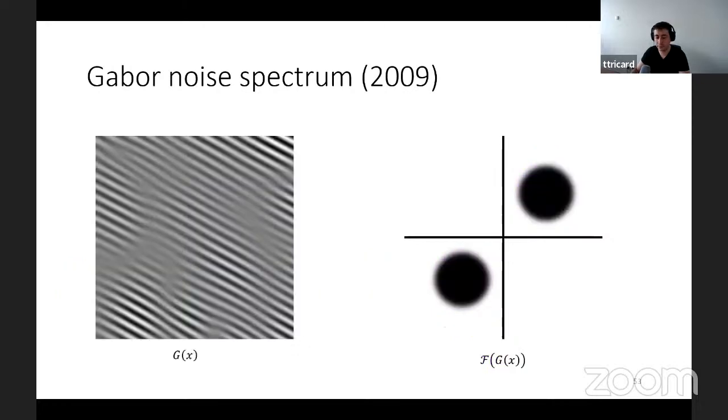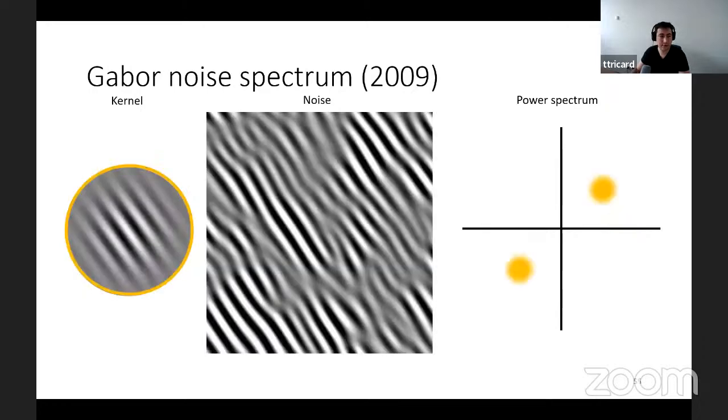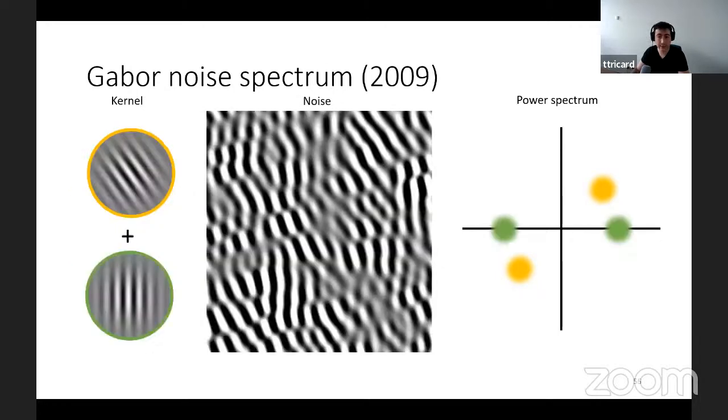And here you have an example of the noise and its spectrum. And here you have another example where I put the kernel on the side. As you can see, the kernel is oriented the same way as the power spectrum and as the noise. And if we rotate the kernel, the noise rotates, and the same rotation will appear in the power spectrum. And a nice thing is that if you combine different kernels, the power spectrum and the noise will be the combination of those two kernels.